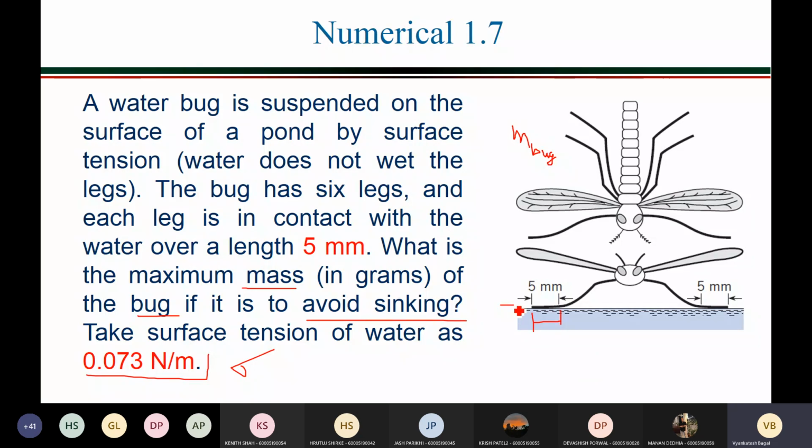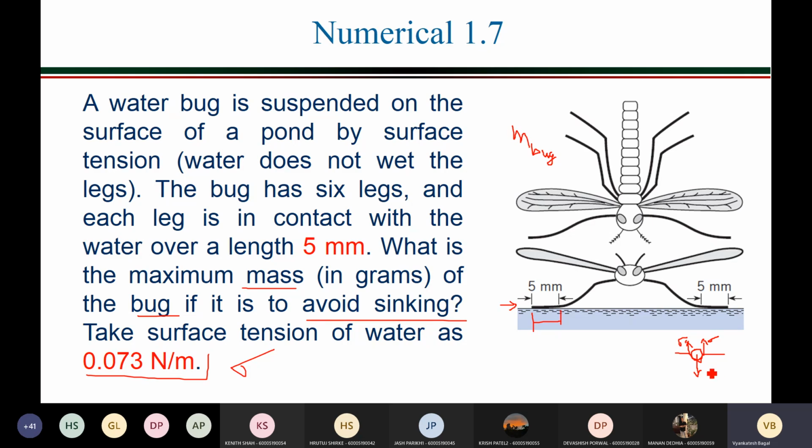So if I show the side view of this leg of this bug, it may look like this, right? Take it as something like a cylindrical surface, and the water will be surrounding it like this, right? And at this end there will be the surface tension sigma, right? Is it clear?